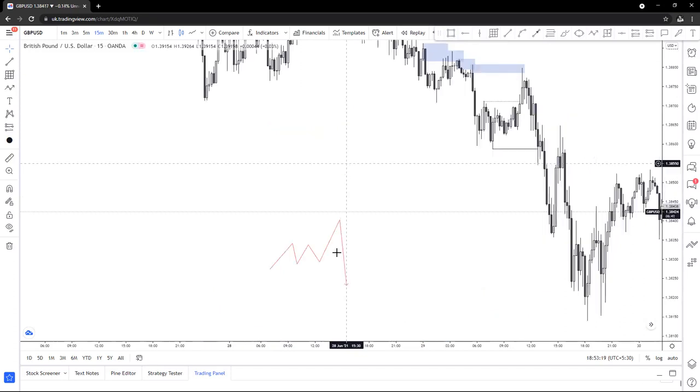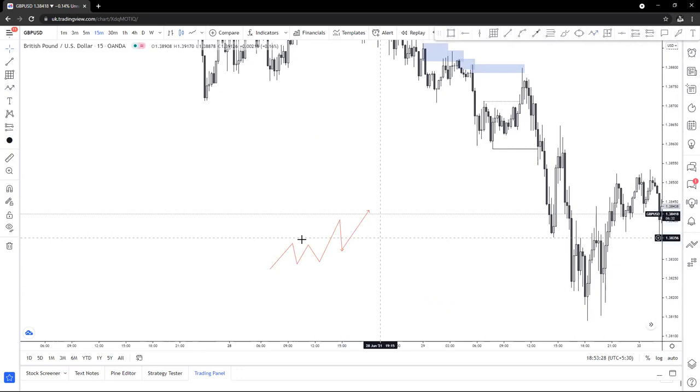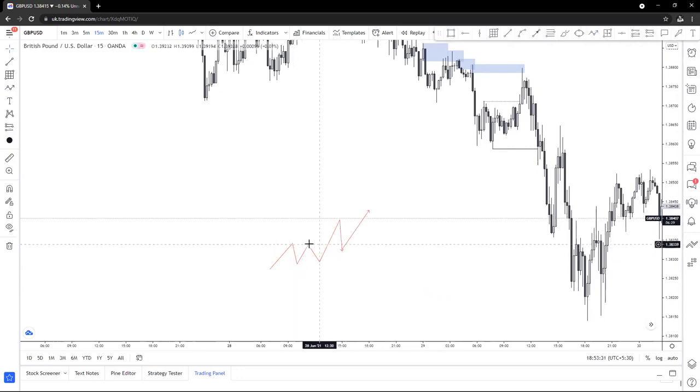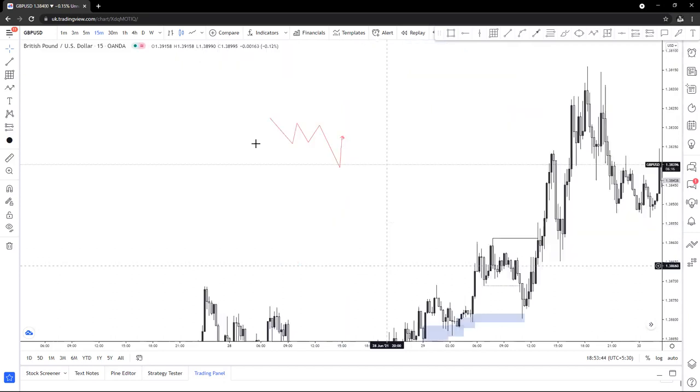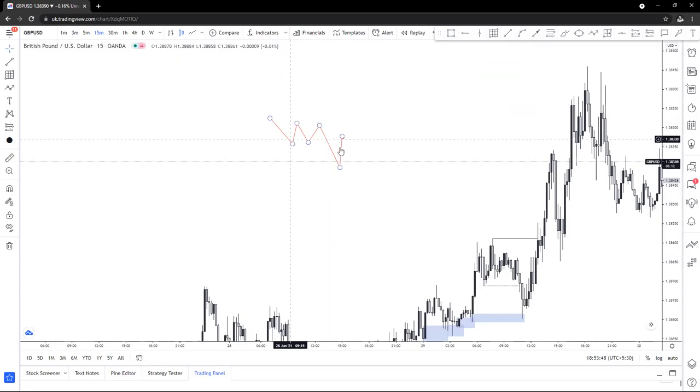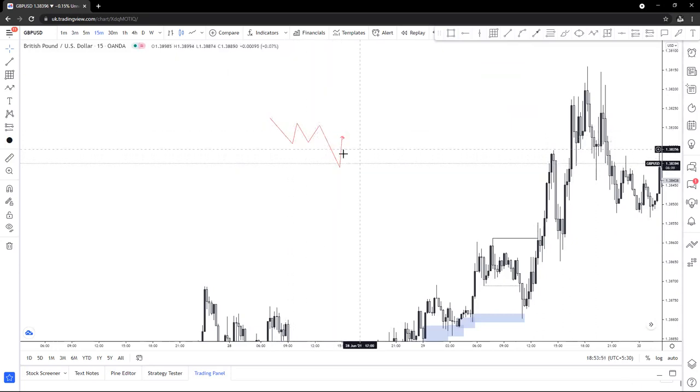Now if it takes out liquidity, but if it does not break structure, it's a weak high. So price will take out that high too. If it took out liquidity and if it does not break this low right here, this is a weak high. That's very simple. So is it clear? Vice versa, if it takes out liquidity and if it does not break the structure right here, this is a weak low. Price takes out that low too.